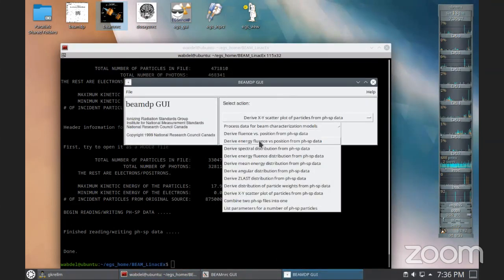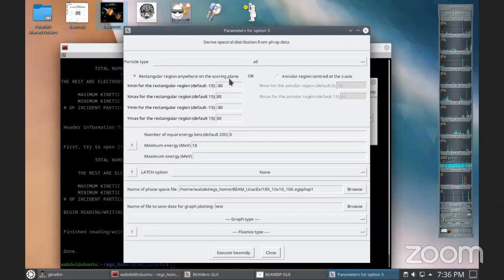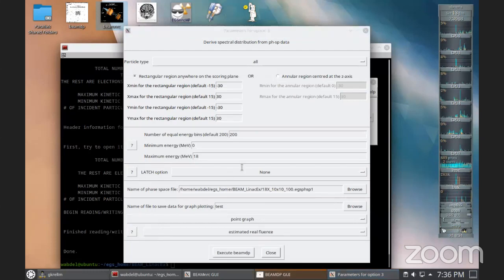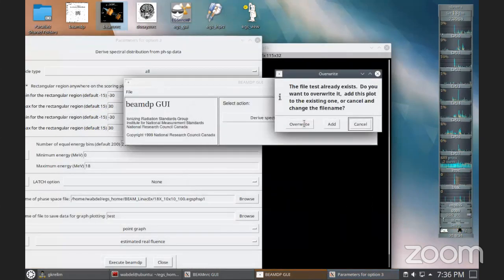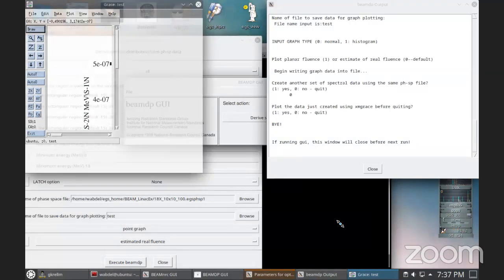Okay, we want to, let's get the spectrum. So we're going to select particles all, 0 up to 80. Sorry, these are 200 bins, 0 up to 18 MeV. Latch, no add, latch. Okay, that's the file that I want. Test, fluence type, estimate fluence, graph type. Let's put it as point. So let's execute. Yeah, override the plot. Right. So now it's executing. And at the end, what do we get?